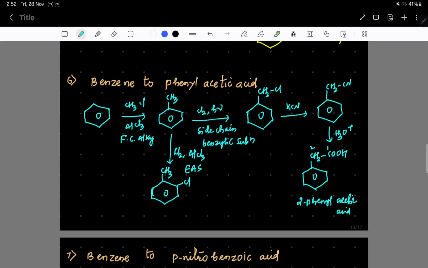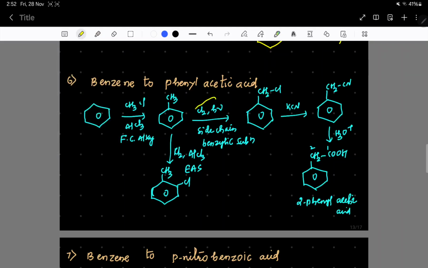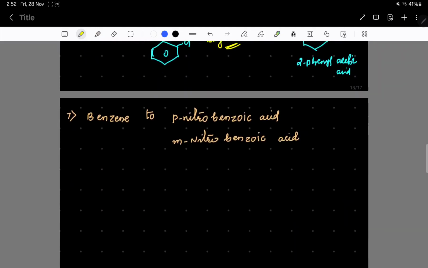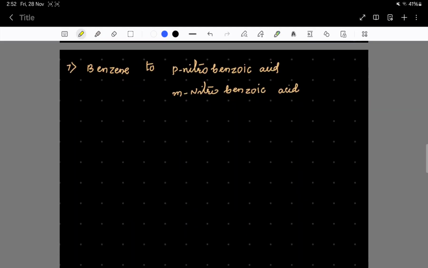2-phenyl acetic acid, right? Look at, student, 2 things you need to remember. If I am using Cl2 followed by the light condition, side chain benzylic substitution takes place. Or if I use Cl2 with AlCl3, student, electrophilic aromatic substitution takes place, means ring substitution takes place. This point you need to remember. Next, benzene to para-nitrobenzoic acid, meta-nitrobenzoic acid.